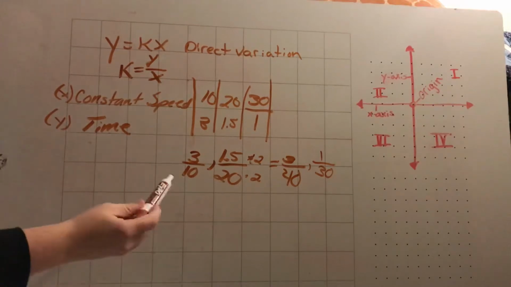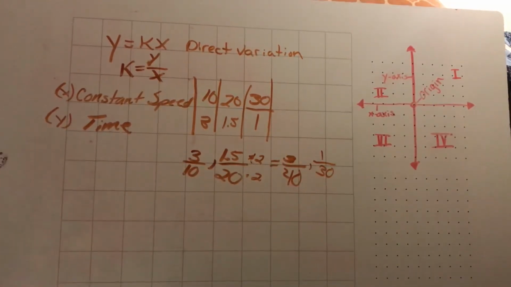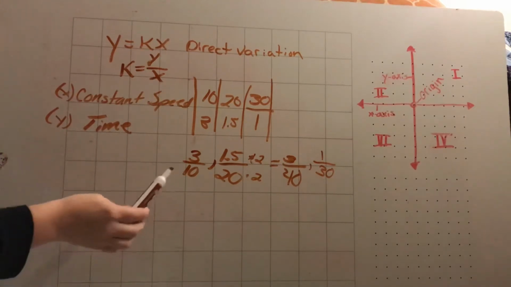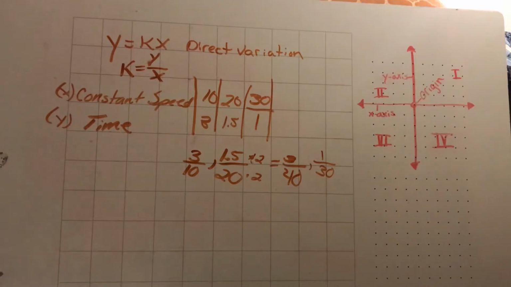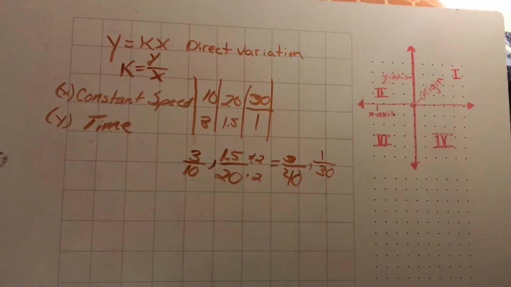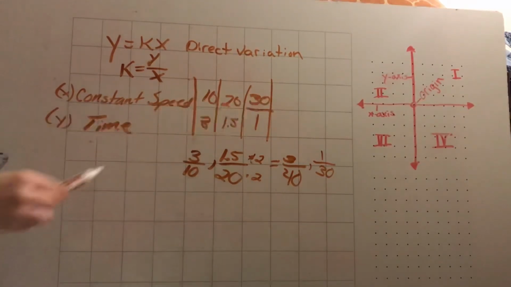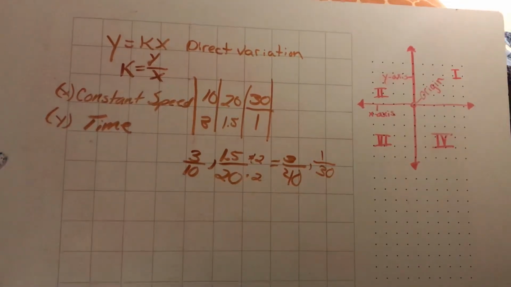And if we look at these numbers, so we have 3 over 10, 3 over 40, and 1 over 30. Do we have a direct variation? Well, the answer is no, because these three numbers are all different. So they are not a constant of variation. They are not our rate of change, our slope, however you want to look at it, is not the same. Okay? It is not a direct variation.